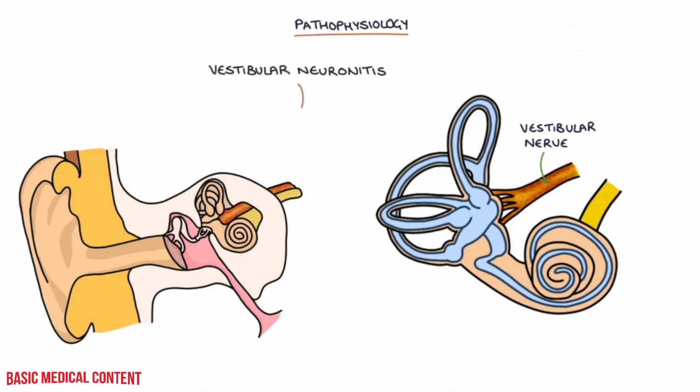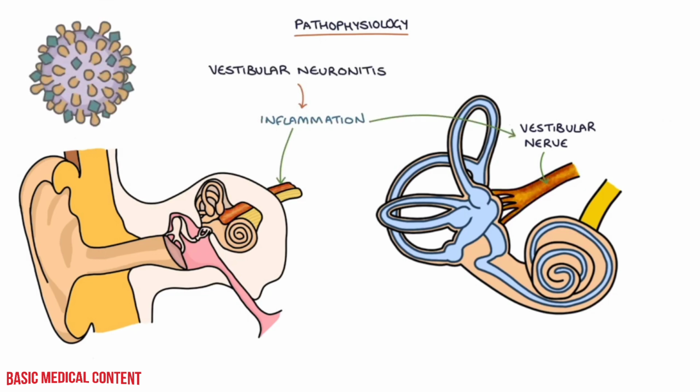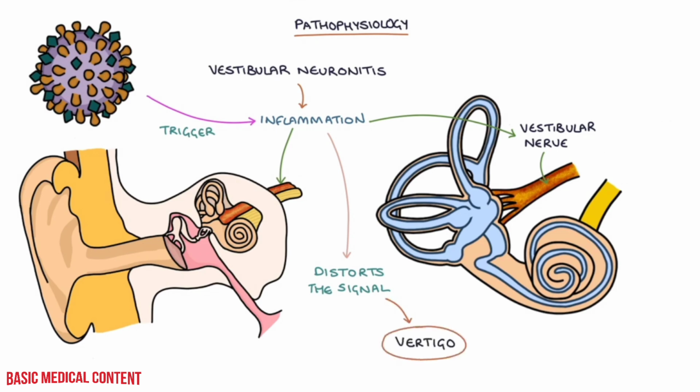Vestibular neuronitis refers to inflammation of the vestibular nerve. A viral infection may trigger this inflammation. This distorts the signals traveling from the vestibular system to the brain and confuses the signal that's required to sense movements of the head. This results in episodes of vertigo, where the brain thinks that the head is moving when the head's not actually moving.